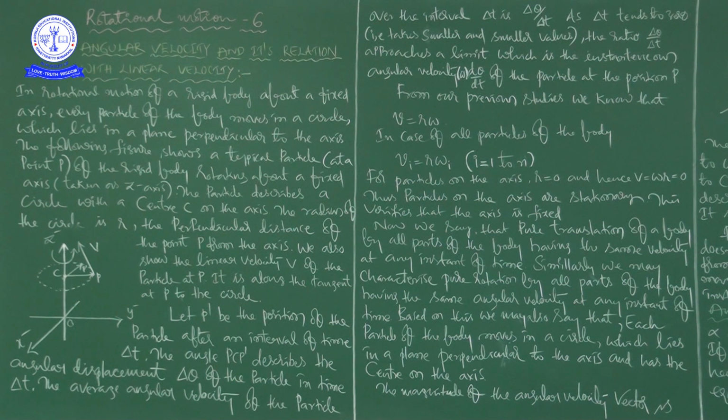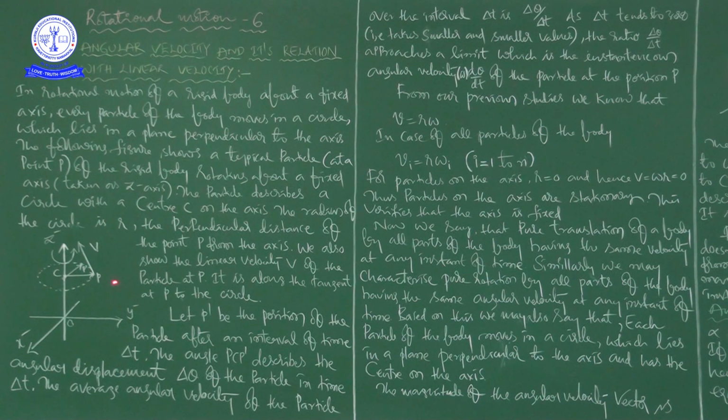Now we are going to see the relation between these two quantities, linear velocity and angular velocity. See this picture. In this picture, this is rotation about a fixed axis. This is the fixed axis, and it is rotation about a fixed axis. So first, particle P of the rigid body is rotating about the fixed axis, that is the z axis.